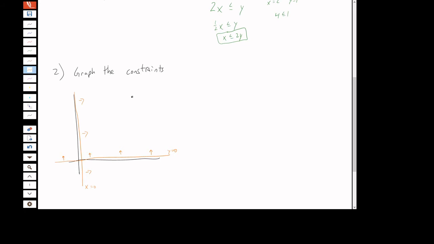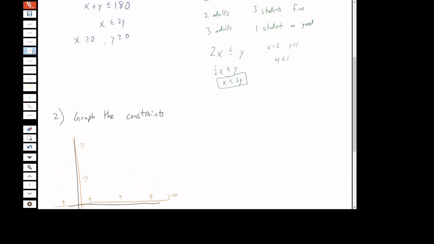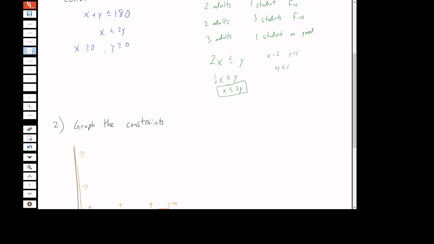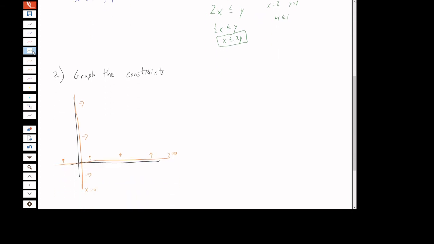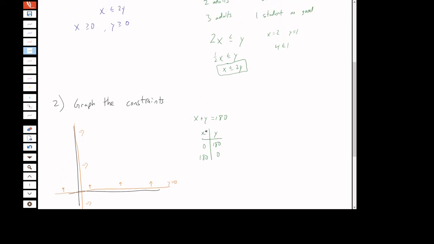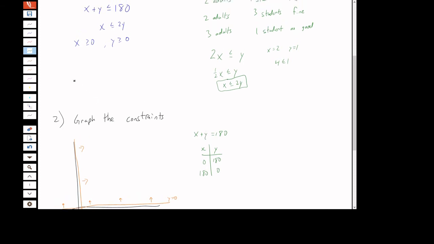Okay, and then let's go ahead and put in our other two more interesting inequalities. x plus y equals 180. So what I'm going to do is find the x and y intercepts. So when x is 0, that's just y equals 180. When y is 0, that's just x equals 180. Okay. Before I graph that, though, I want to look at the other one, and that way I might have a better sense of scale.